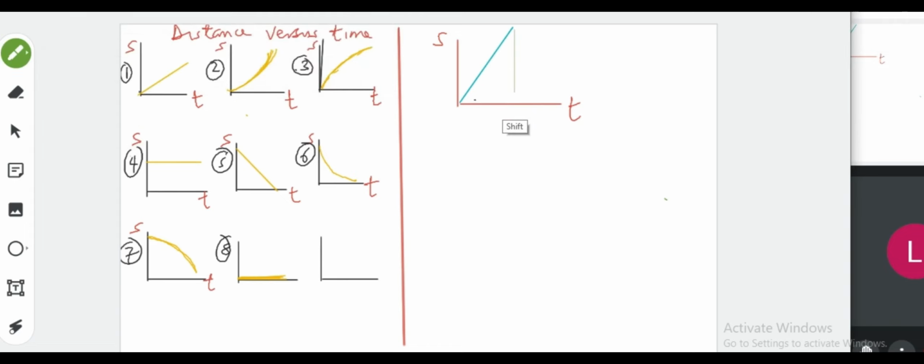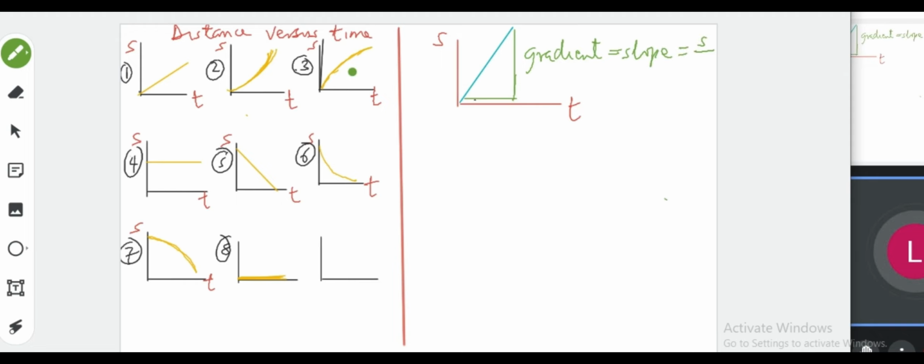Distance and speed? Yes, the gradient will give us speed because the gradient is a slope. Gradient, or slope, is equal to S over T, and S over T is speed. So the slope gives us the speed. For a distance against time graph, the slope gives us speed, V, or velocity. And if the slope is constant, it's just a straight line, it means it's a constant speed.